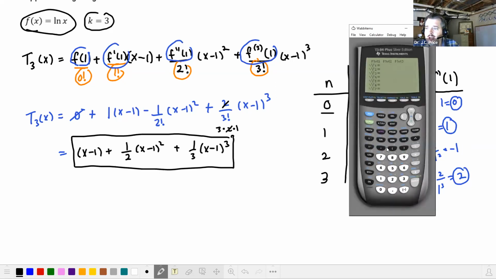So over here on my calculator, I'm going to graph ln of x, and then I'm going to graph (x minus 1) plus 1 divided by 2 times (x minus 1) quantity squared, plus 1 divided by 3 times (x minus 1) cubed. And let's just compare and contrast these two graphs to see what they look like.